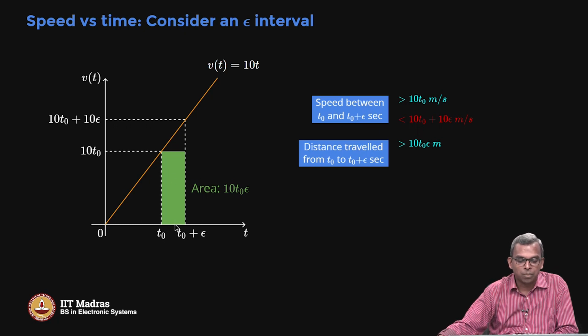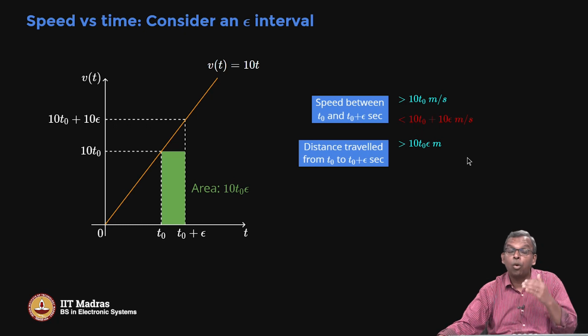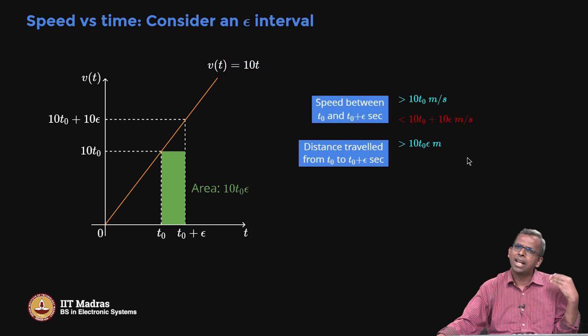The time is epsilon, speed multiplied by epsilon will be the distance travelled, and supposing I assume from this point on the object travelled at a constant speed of 10 t naught, then the distance is 10 t naught epsilon, but the object is actually travelling faster than this. So, my distance travelled will be greater than 10 t naught epsilon. So, I have found a lower bound on the distance travelled. Can I find an upper bound? I found a lower bound with 10 t naught.